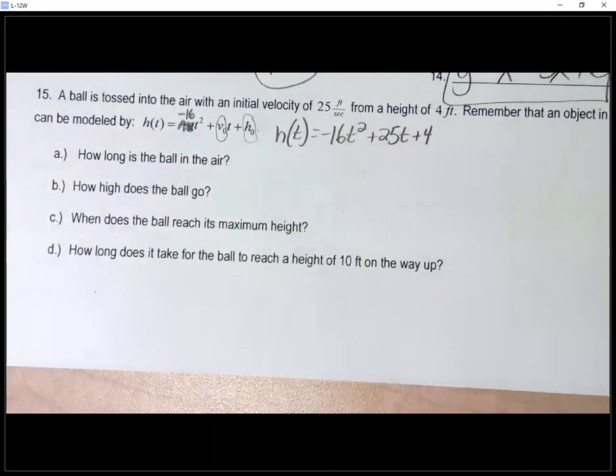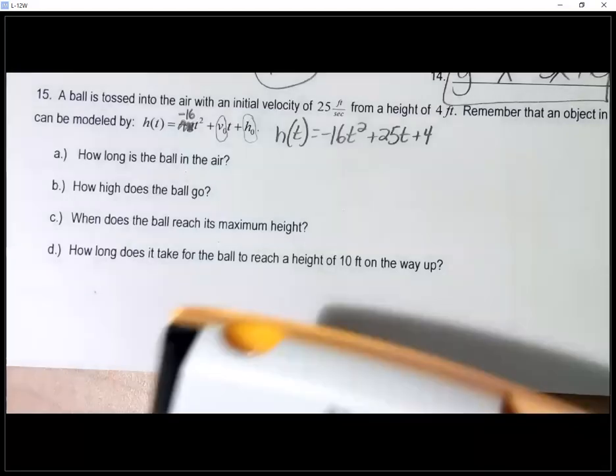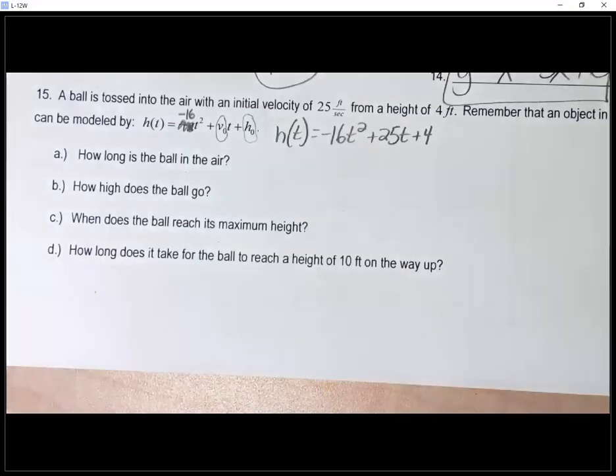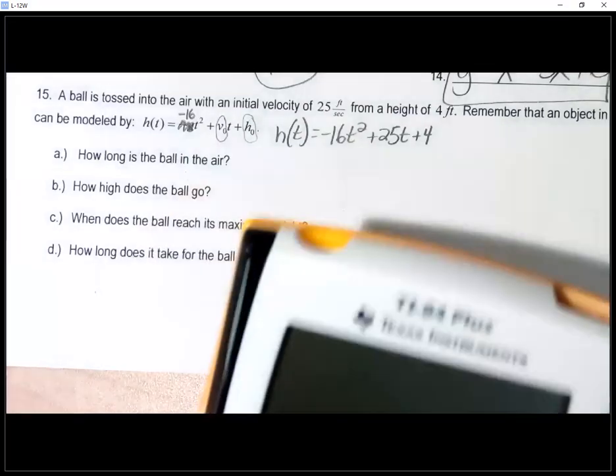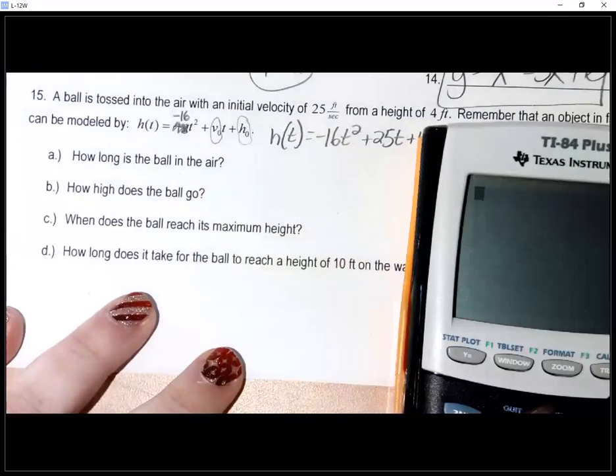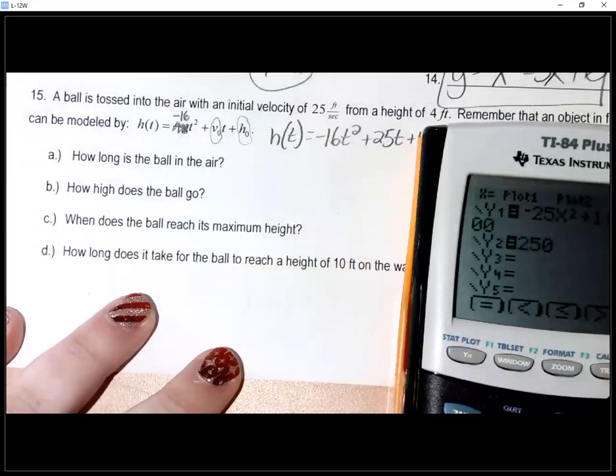Okay, so do you want to grab a graphing calculator real fast? You can do it without if you want, but you'll have access to a graphing calculator, so I'm going to show you how to do it on there. If you want to grab one and practice with me, you can. If you want to just watch me, you can. All right, so I have to type in the equation: -16, we use X for T, plus 25X plus 4.